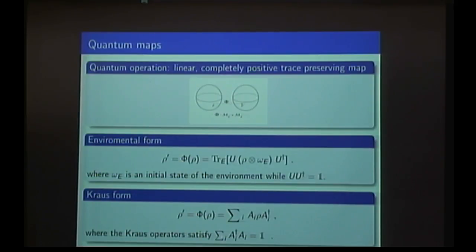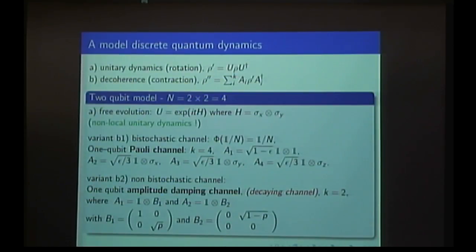Or you can have this Kraus form, in which there are an arbitrary number of Kraus or measurement operators written in this way to preserve the trace. Those Kraus operators A_i satisfy such an identity resolution. And those two pictures are equivalent even though neither of those is unique. So you have many different expressions or ways to represent such a map in this form or that form. So there are some models for dynamics.